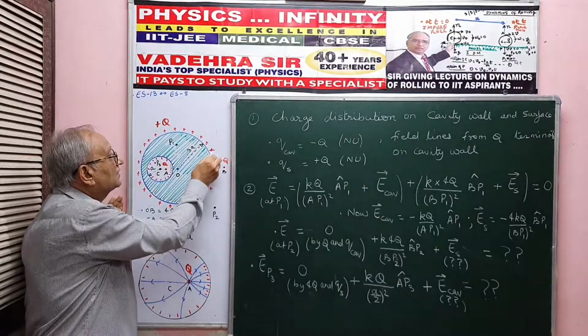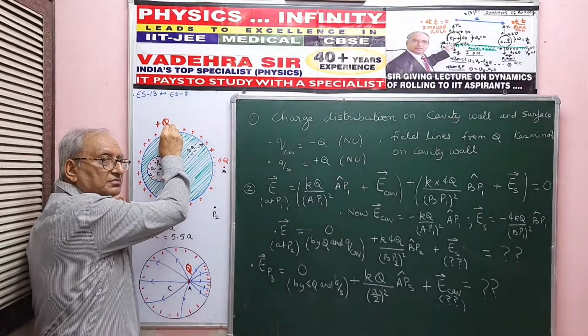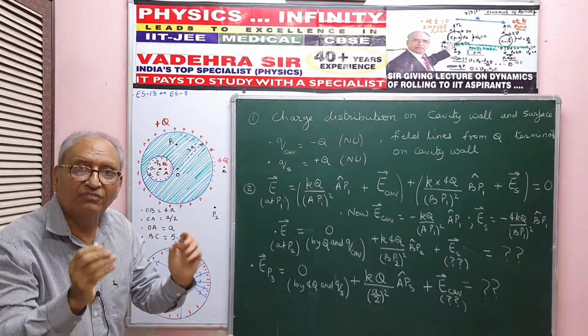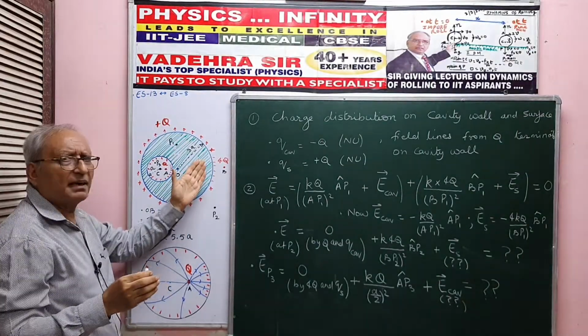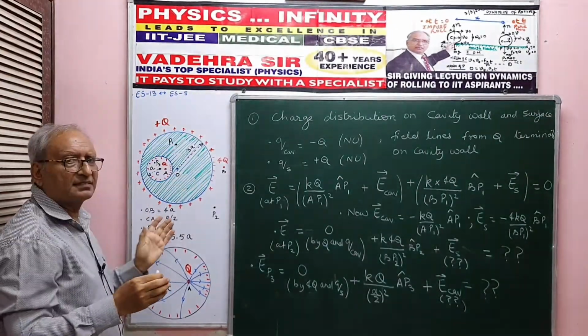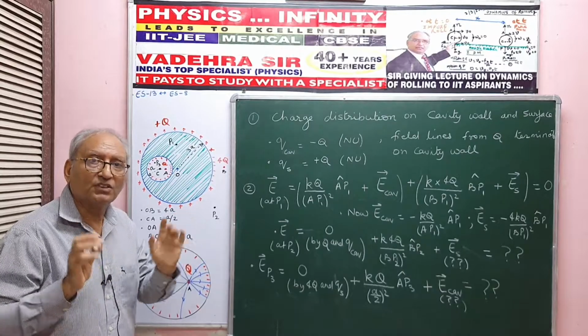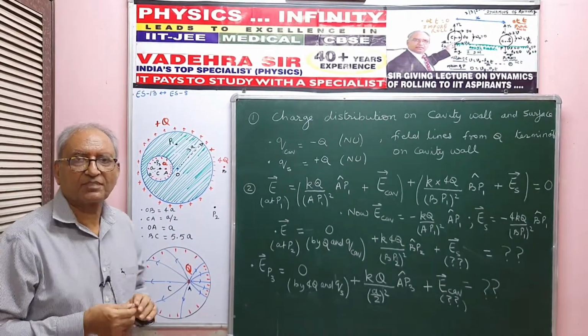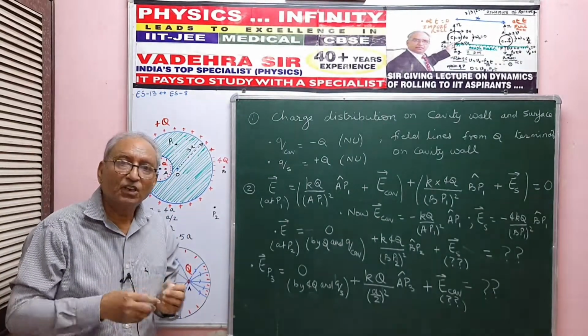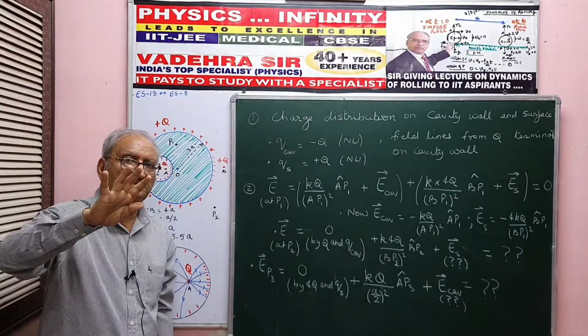So total charge on the surface is Q, but non-uniformly spread. Okay, some part is minus here, plus here, that's a different matter. Non-uniformly spread. So we talked about the charge distribution. So now we are dealing with 4 charges.